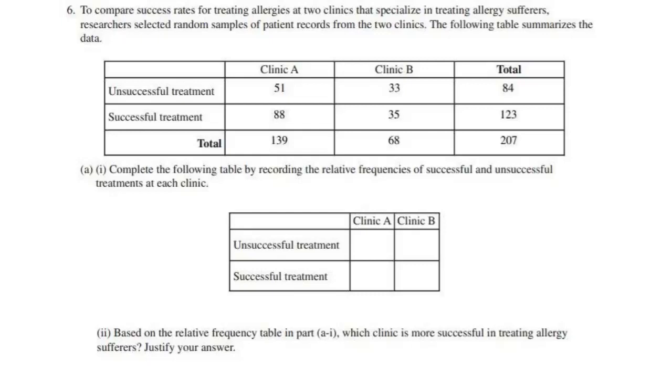Let's look at the first part. On part A, we had a part I and a part II. Part I was to complete the relative frequencies of successful and unsuccessful treatments at each clinic. So the relative frequency for unsuccessful treatment at Clinic A and Clinic B, successful treatment at Clinic A and Clinic B. And then part II, based on the relative frequency table in part I, which clinic is more successful in treating allergy sufferers? Justify your answer.